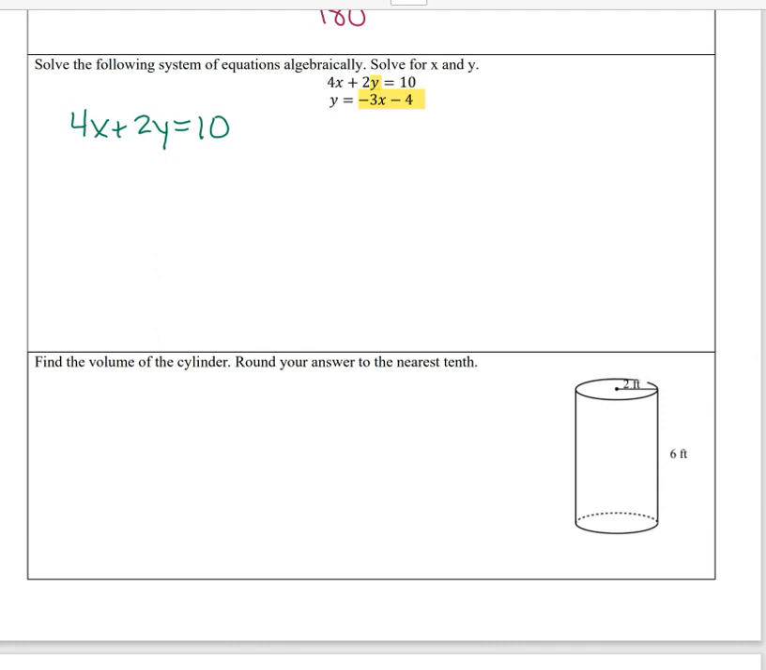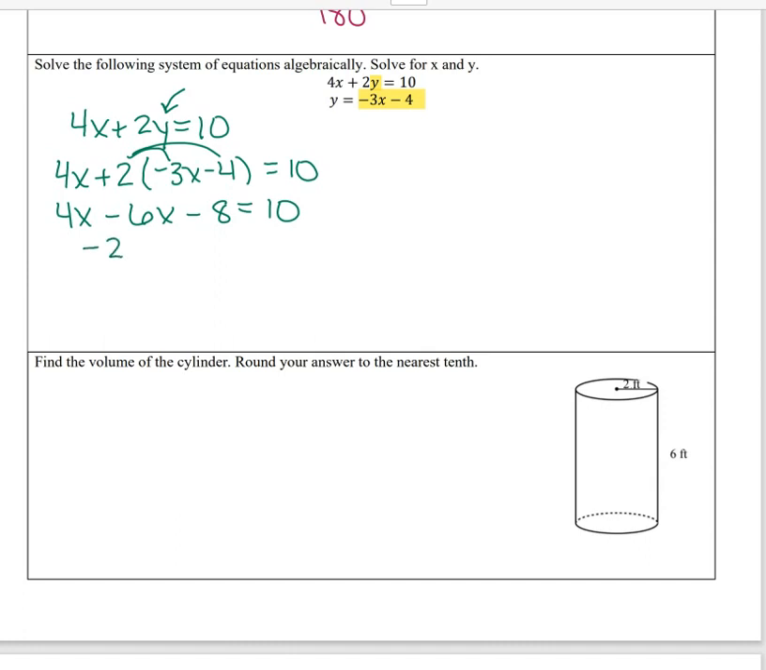Now from here, I see that my y is really equal to a negative 3x minus 4. So I'm going to bring down my 4x plus 2, but my y value is really negative 3x minus 4, so I replace it or substitute it with that expression. Bring down my equal sign, bring down my 10. Now from here, I'm going to bring down my 4x and distribute out the 2. So I get negative 6x, I get minus 8 equals 10. And on the left-hand side, I'm going to combine like terms. So I have my 4x and my negative 6x, which is a negative 2x minus 8 equals 10.